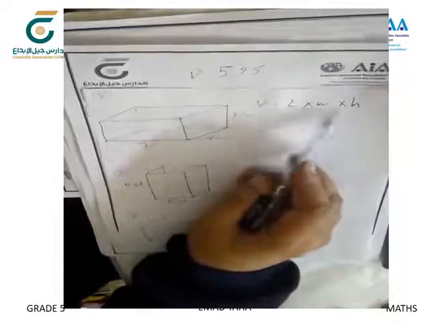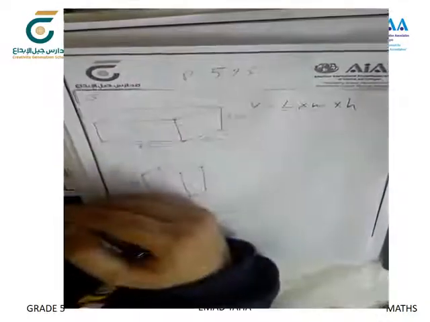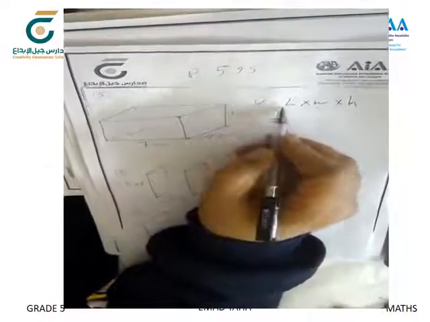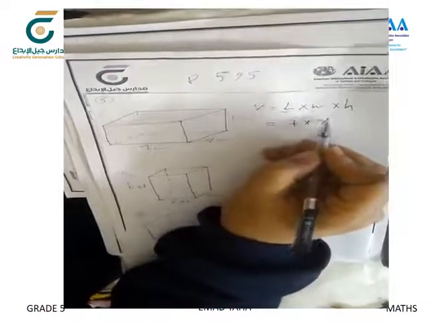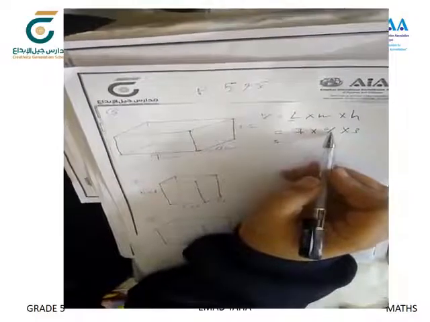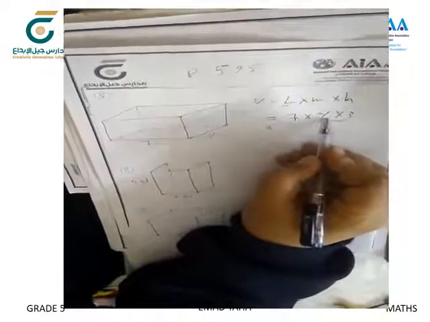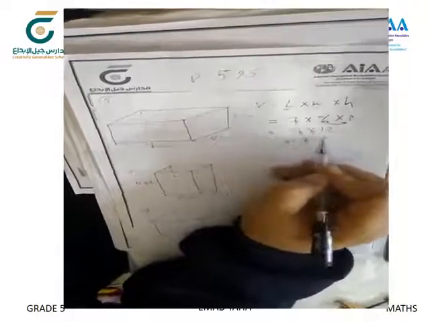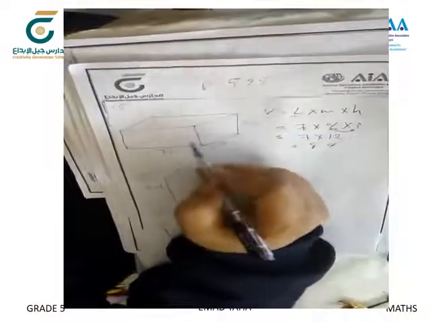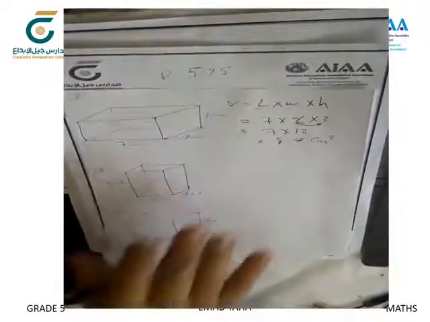And what is the height? The height is a perpendicular or vertical line to the base. Here it equals 3. Now the volume equals length times width times height, 7 times 4 times 3. We can multiply 7 times 4, 28, then multiply by 3, or 3 times 4 equals 12. So 7 times 12 equals 84. What is the unit here? Centimeter, and the unit of the volume is cubic centimeter.